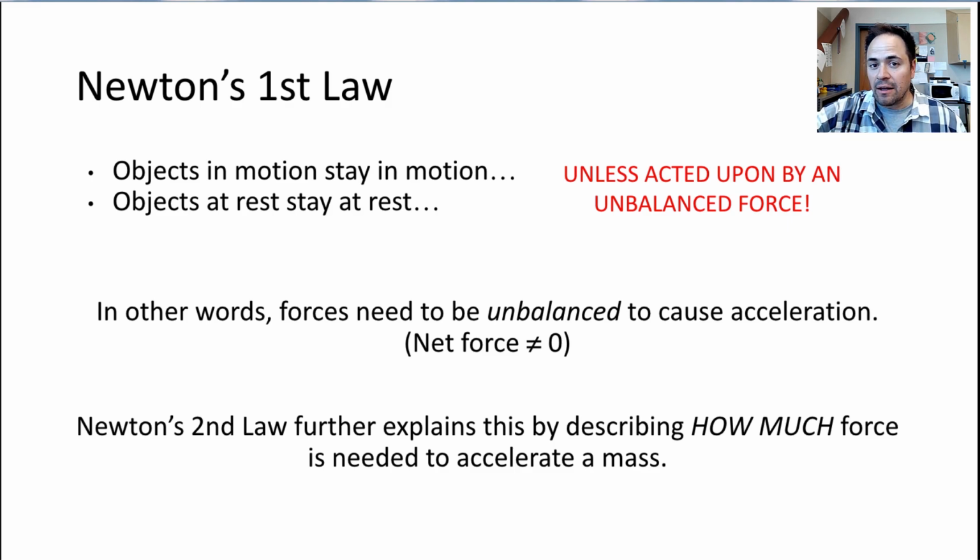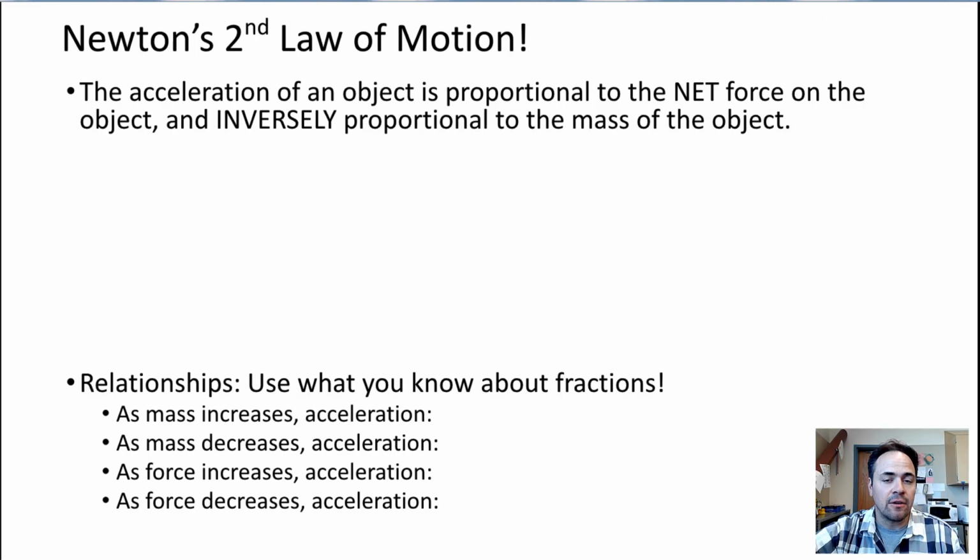Newton's second law expands on this by telling us how much force is needed to accelerate a mass and how much acceleration we will get. More specifically, Newton's second law tells us that the acceleration of an object is proportional to the net force of the object and inversely proportional to the mass of that object. What that means is that when force goes up, so does acceleration. When mass goes up, acceleration goes down. They're inversely related.